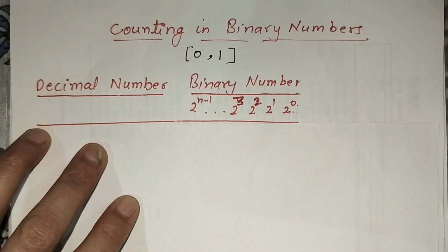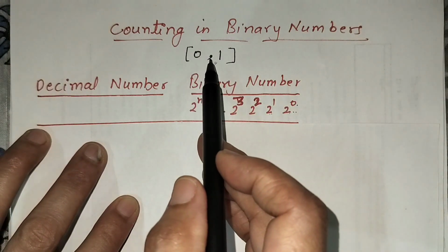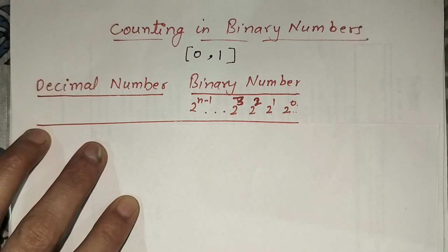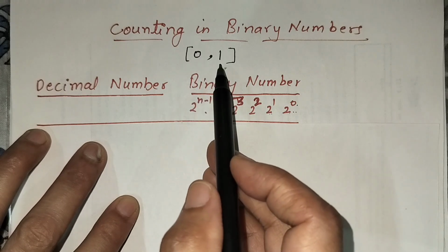Hello friends, here we will discuss how we write counting in binary numbers. We know that we can use only 0 and 1, so to write any number in binary, we will use these two digits. To start counting, first we will use the lowest number. This is the lowest number and this is the next higher number.